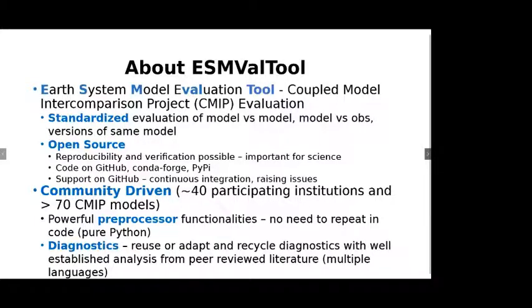From a technical point of view, diagnostics are written in different languages: Python, NCL, R, and even Julia. So we're trying to support as much as possible, because we are aware that some scientists are more proficient in one language as compared to others. But these are the main ones, and we're not extending the supported languages. Can we go to the next slide, please?